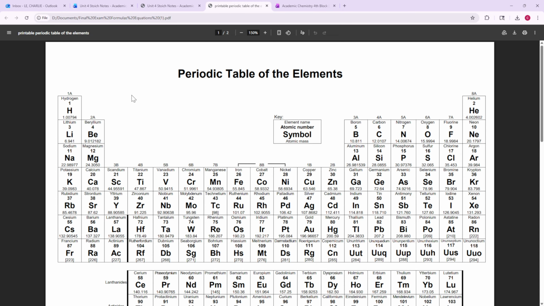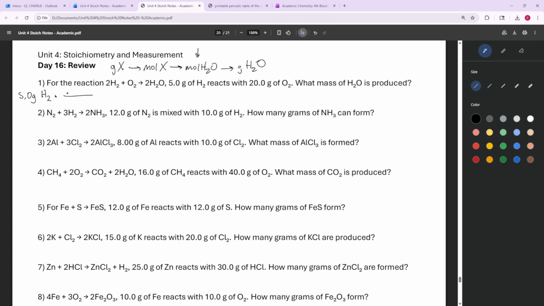So if we take a look at the periodic table, for hydrogen, that's 1.00794. Since we have two of them, that's about 2.02 for every mole. That gets us our first conversion. Second conversion is a 2 to 2 ratio for hydrogen to water. 2 moles of hydrogen on the bottom, 2 moles of water on the top. And then finally, for every mole of water, 18.0.